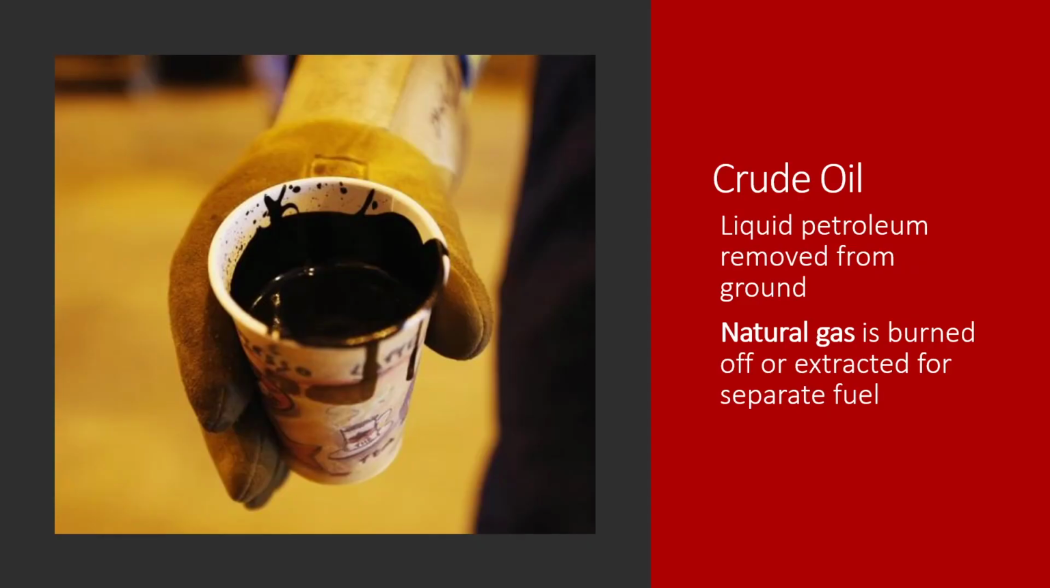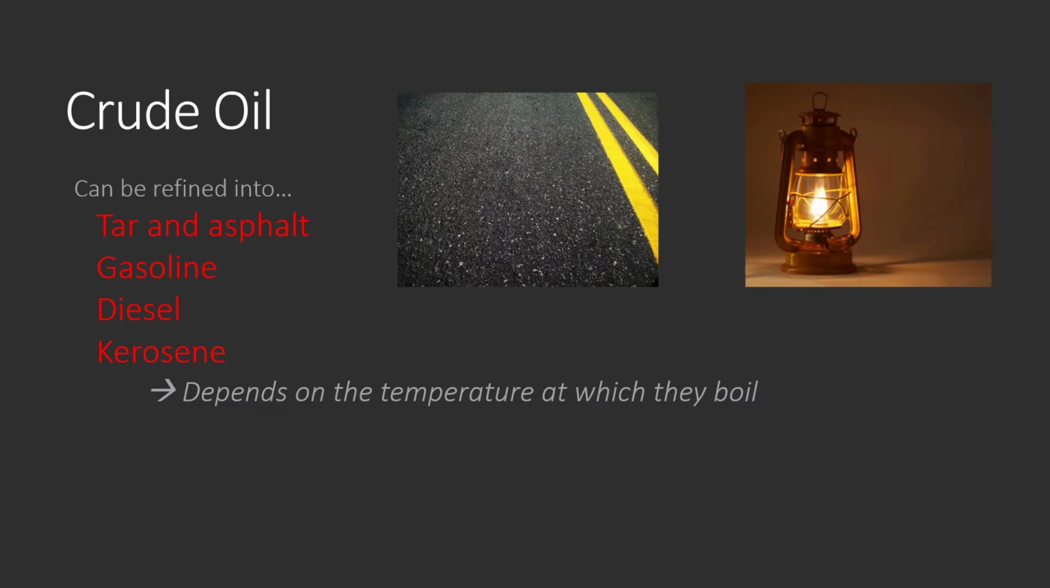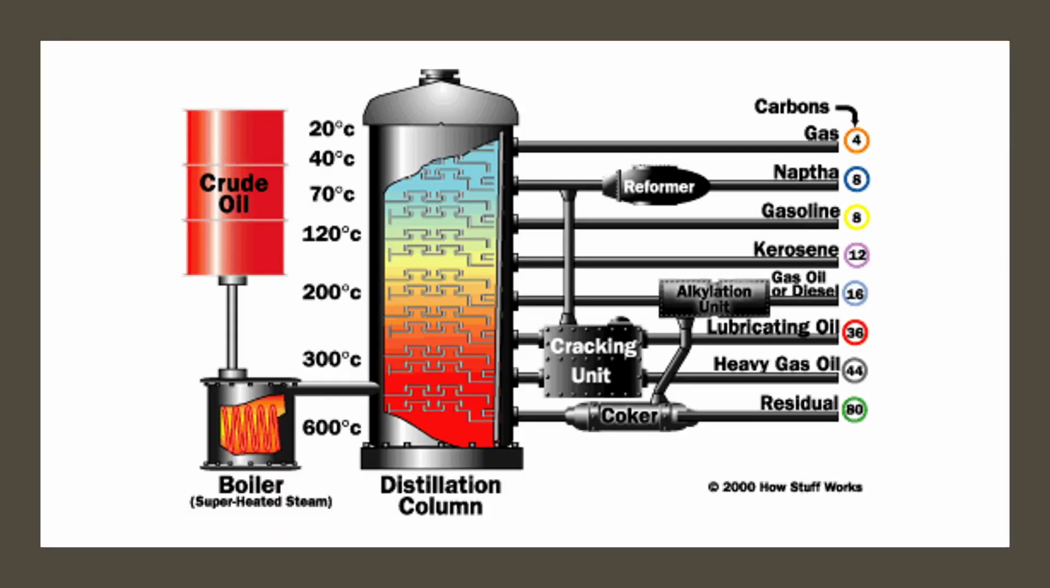So crude oil is just liquid petroleum that's directly removed from the ground. The natural gas is burned off or extracted for separate fuel. There is natural gas with crude oil. Crude oil can be refined into tar and asphalt. It can also be refined into gasoline, diesel, and kerosene. Each of those depend on the temperature at which they boil. So you can extract them based on the temperature at which they boil.